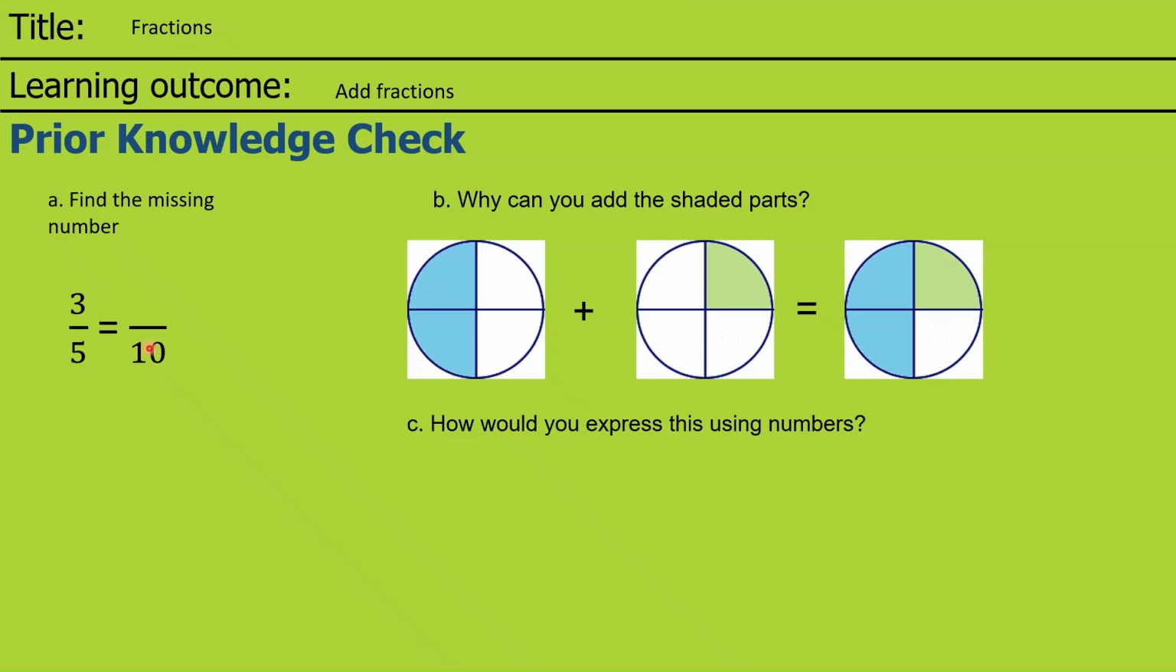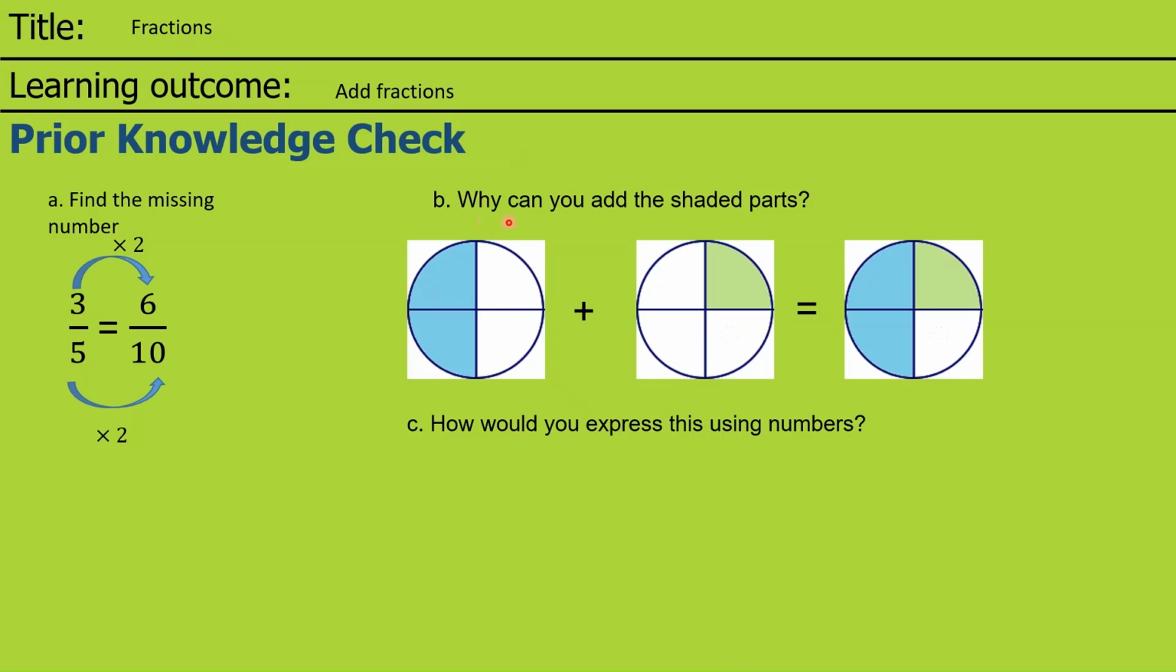Let's check your answer. What can I multiply by 5 to get 10? Your answer should be 2. 5 multiplied by 2 is 10. Therefore, we do the same at the top. 3 multiplied by 2 will give you 6. That is 6/10.